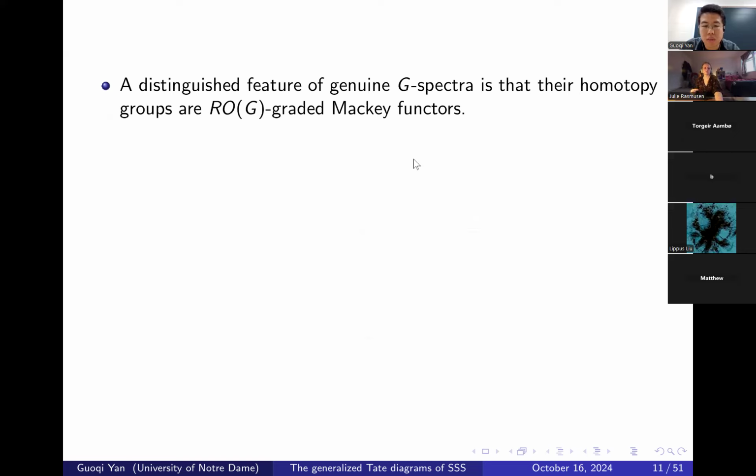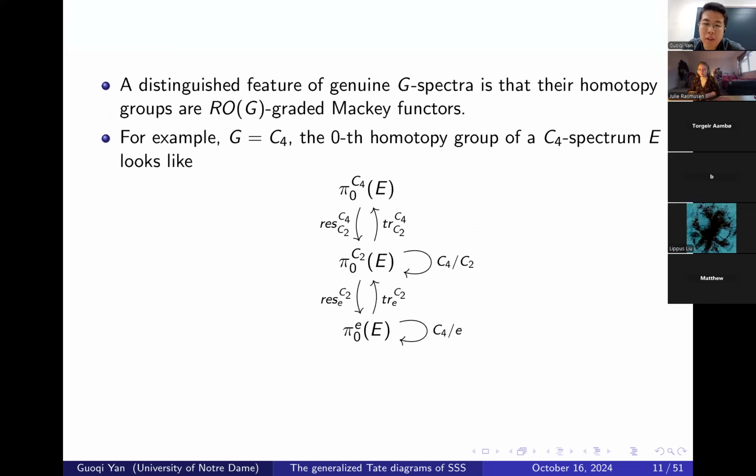Now, one thing that makes equivariant homotopy theory computation hard is that the homotopy groups are RO(G)-graded Mackey functors. So here is an example of a Mackey functor. If the group is C4, then there are three abelian groups involved. This is the zeroth homotopy: the C4 equivariant zeroth homotopy, the C2 equivariant zeroth homotopy, and the non-equivariant one. And they are connected by structure maps: restriction, transfer, as well as the Weyl actions.